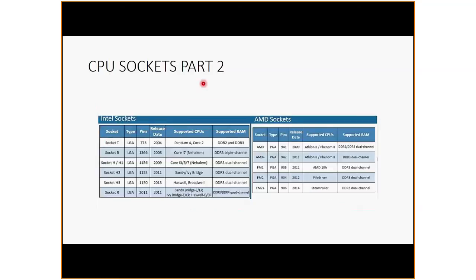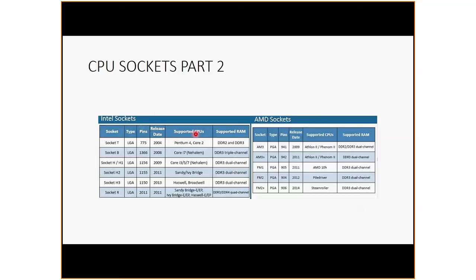Second here, so this is the actual breakdown of the two different type of sockets. For Intel, for the exam, you need to know what a socket T, socket B, socket H and H1, socket H2, H3, and then R. And then this chart breaks it down: what type, LGA, how many pins, right? So if you see an LGA 775, know that that's 775 pins.